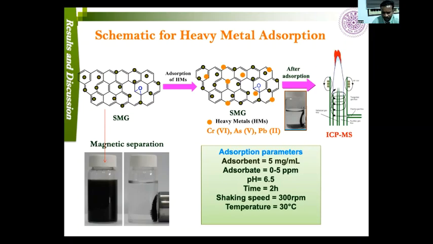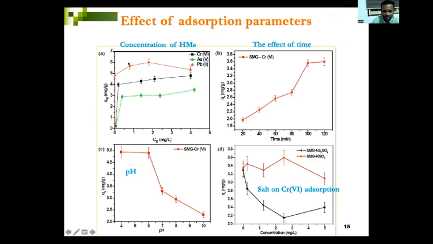Yes, finish, please. So after adsorption, we went for ICP-MS analysis to see the removal efficiency of heavy metals on top of smart magnetic graphene. Next slide, please. So here is the effect of adsorption parameters, like the concentration of heavy metals.